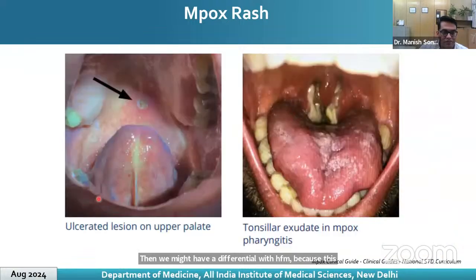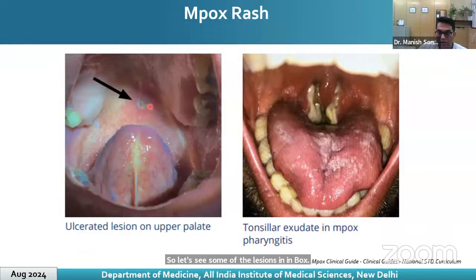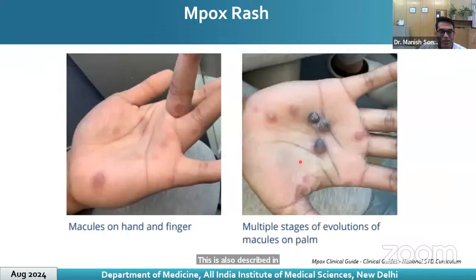So let's see some of the rashes in Mpox. Here we have an ulcerated lesion on the upper palate. So pharyngitis, this tonsillar exudate, this is also described in an Mpox patient. So oral examination is a must.